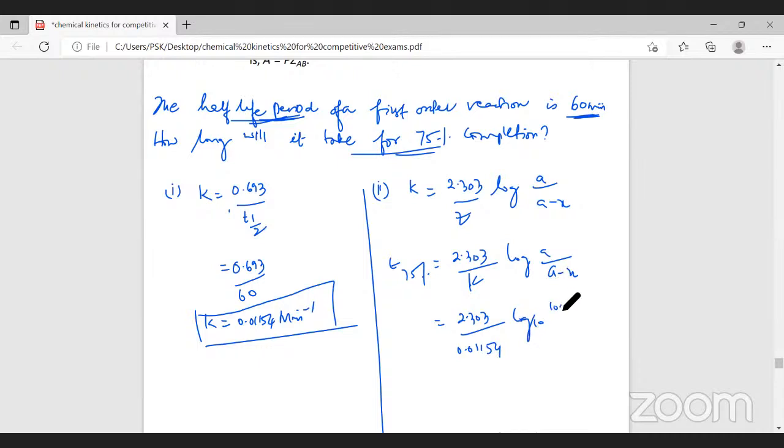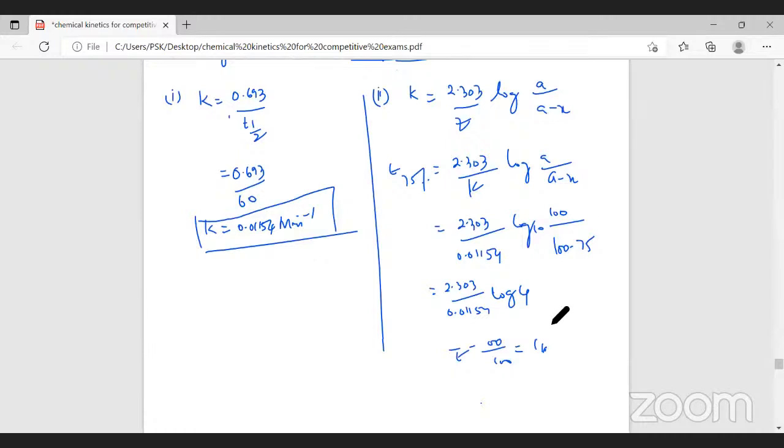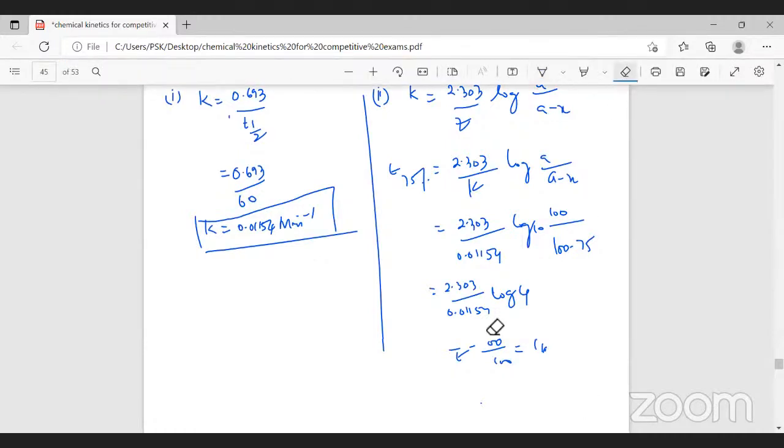A is the initial concentration. Since they have given it in terms of percentage, we have to take A to be 100%. So it will be 100 minus 75. That will be equal to 2.303 divided by 0.01154 log 4. This 100 by 25 is log 4. Right? So log 4 is 0.6021.